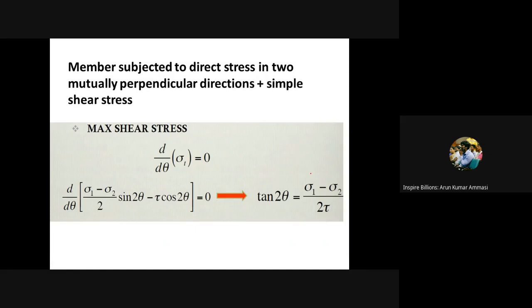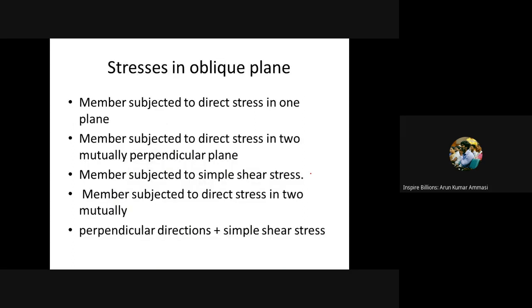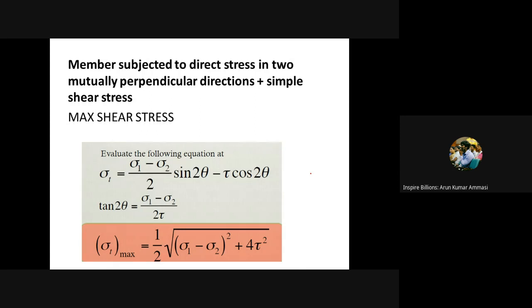So this is to find the maximum shear stress in case the member is subjected to both direct stresses and shear stresses. These equations are similar, but there will be a slight difference between the equations, and also to find the value of the oblique plane theta angle, right? So this is the equation to find the maximum shear stress in case of a body or a structure that is subjected to direct stresses and direct shear stresses. From this equation, we can calculate the value of tau and also the maximum tangential stresses.